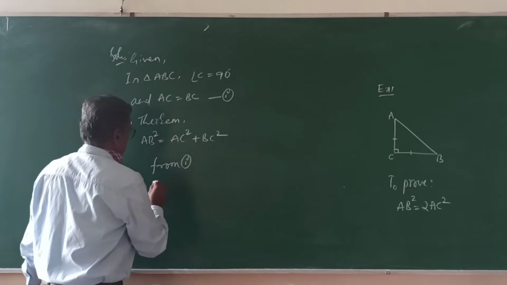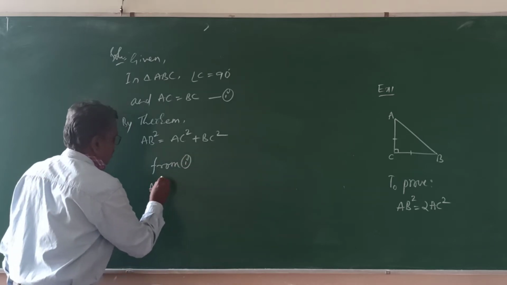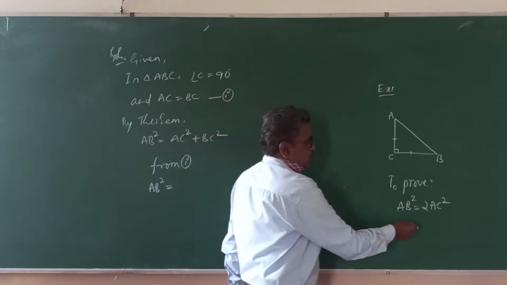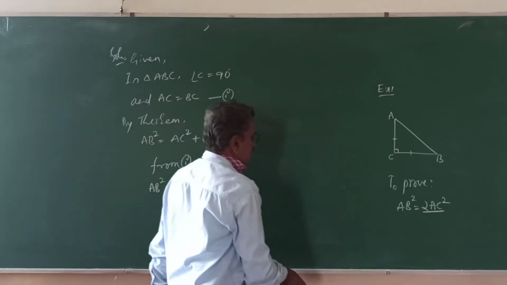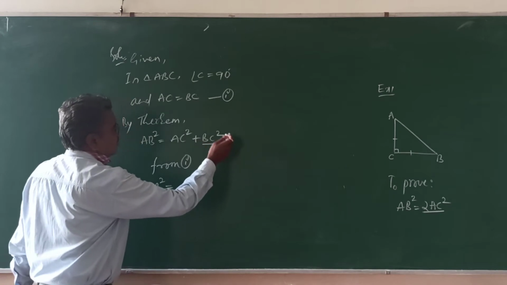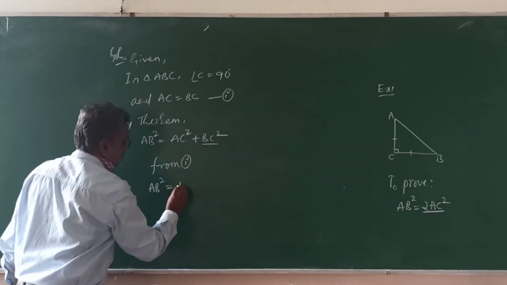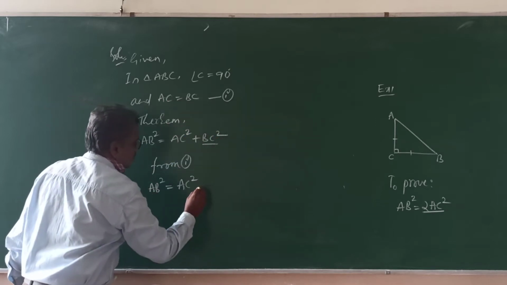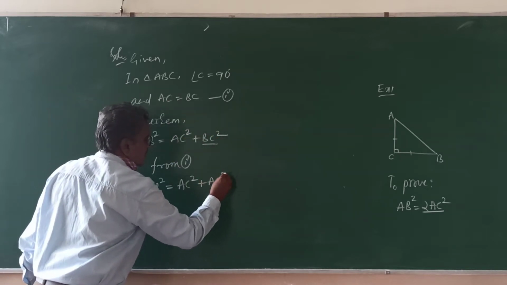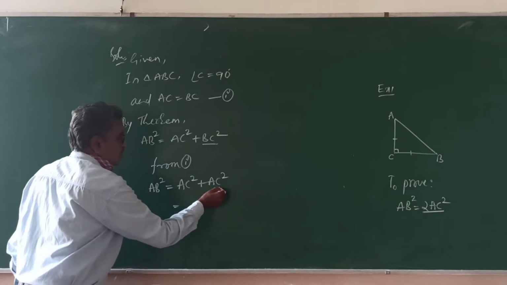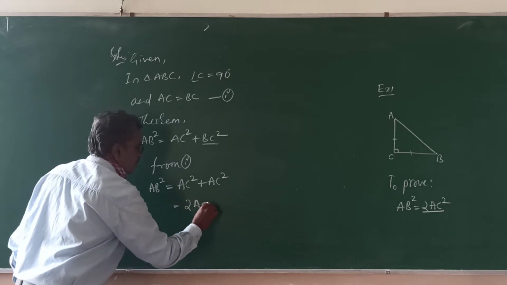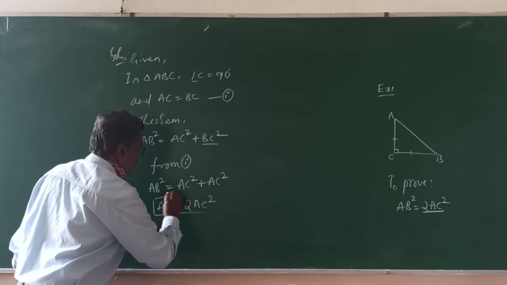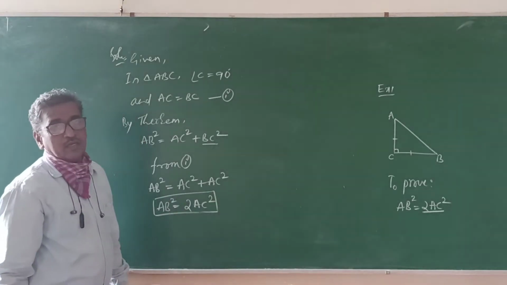from 1, AB square is equal to, what are we going to do? 2 times of AC square. So, instead of BC, substitute the value which is equal to AC. That is AC square plus, instead of BC, we are writing AC, so AC square plus AC square equal to AC square plus AC square is 2 AC square. That is AB square is equal to 2 times of AC square.